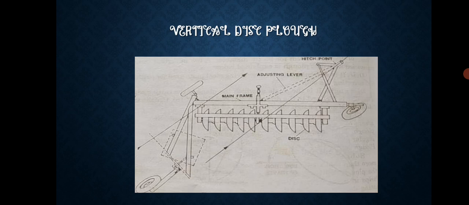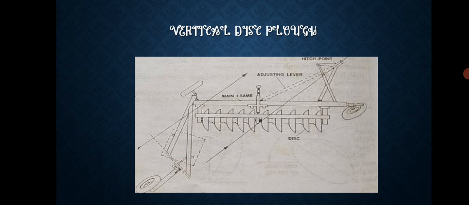Since the operating depth of this plough is shallow, that is 8 to 10 centimeters, the energy requirement per hectare is much less than the standard disc plough. Now, adjustments and repair of the disc plough.